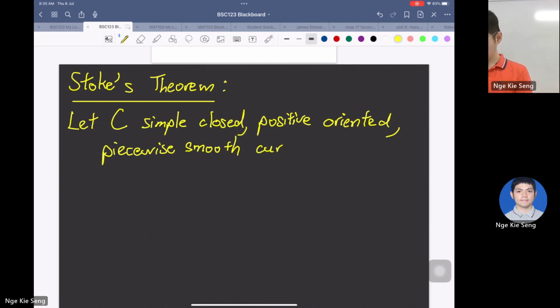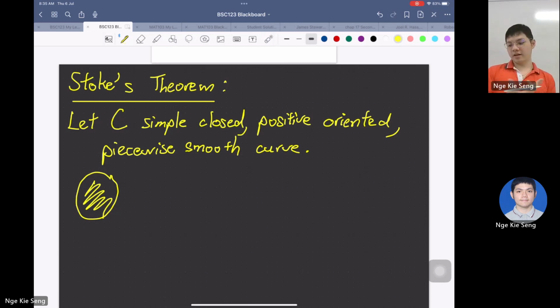Okay. So if you have a simple closed curve, then the simple closed curve bounds a region. Remember, one example of a simple closed curve is a circle. So the circle bounds this. Okay. So in Stokes' theorem, what's in Stokes' theorem? So we integrate over C of a vector field.